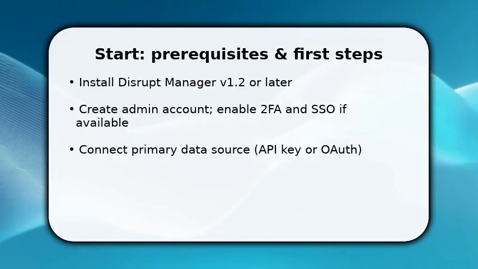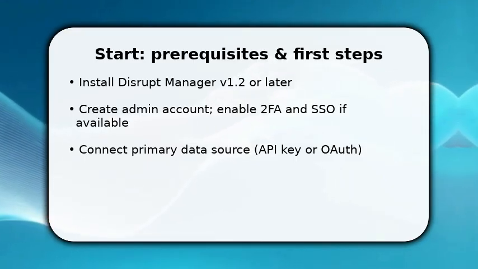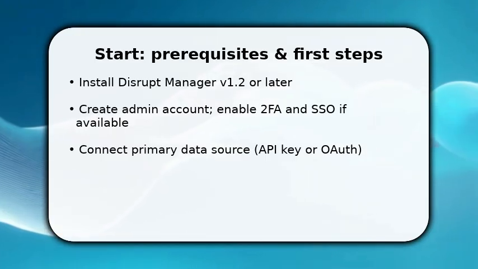You begin by confirming essential prerequisites and then start the workflow immediately. You must install Disrupt Manager v1.2+ and create an admin account with 2FA enabled. Once done, connect your primary data source using the API key or OAuth. This feeds event and alert data into the system.